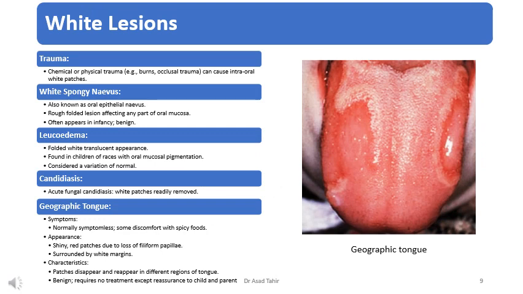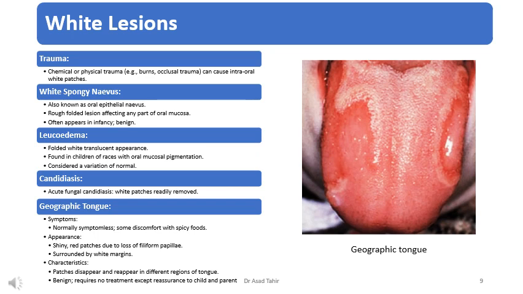White lesions. Trauma: chemical or physical trauma, for example burns or occlusal trauma, can cause intraoral white patches. White spongy nevus, also known as oral epithelial nevus, is a rough folded lesion affecting any part of the oral mucosa, often in infancy, and benign. Leukoedema: folded white translucent appearance, found in children of races with oral mucosal pigmentation. Considered a variation of normal.